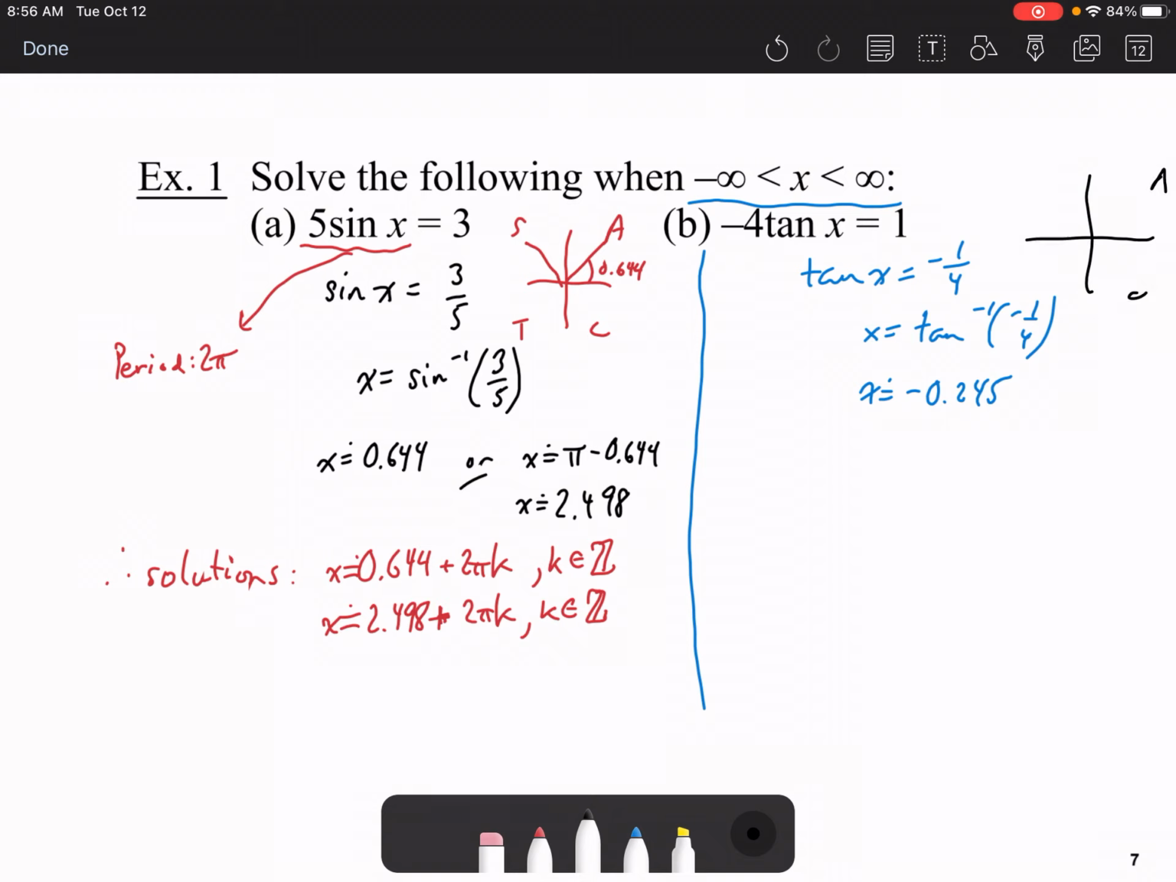Tangent is negative in 2 quadrants: the second quadrant and the fourth quadrant. The angle we've found is negative 0.245. To find the angles on the regular domain between 0 and 2 pi, we take the value of pi and subtract 0.245, and we also take 2 pi and subtract 0.245.